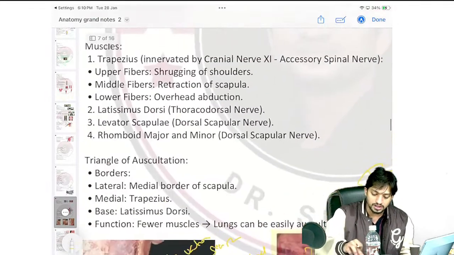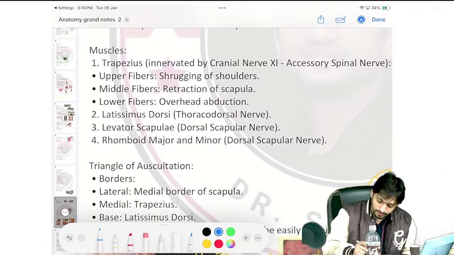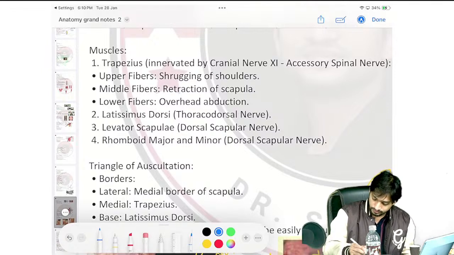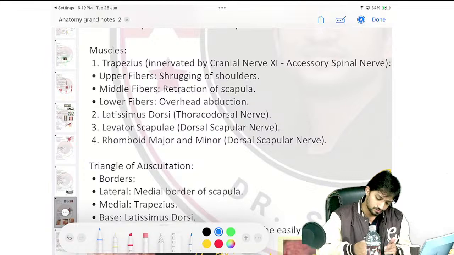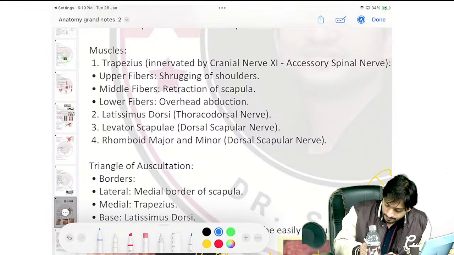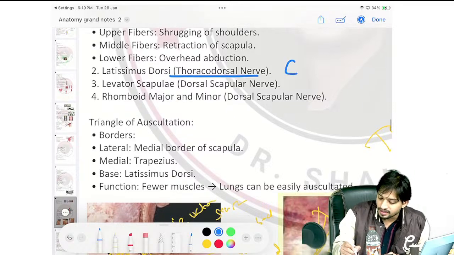The thoracodorsal nerve I have written here. I will indicate it to you guys. No need to worry. Latissimus dorsi, I told you, thoracodorsal nerve, it is supplied. The nerve root is C6, C7 and C8.